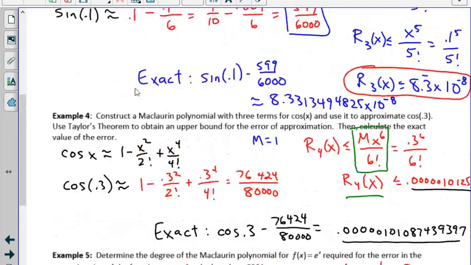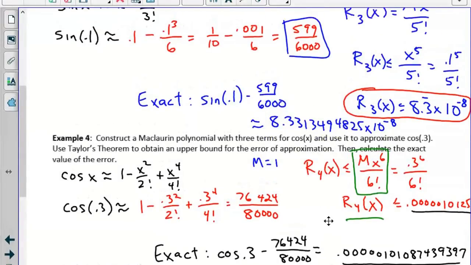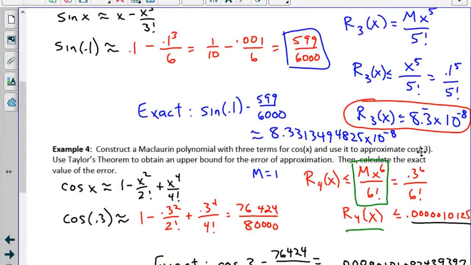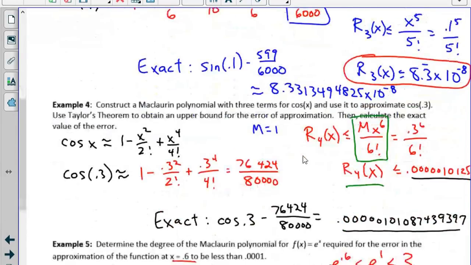Example 4 is a lot like example 3. So if you look at example 3, we have a sine and a cosine. Basically, the maximum possible derivative of sine and cosine, no matter what, is going to be 1. That's a pretty easy way to calculate it. We probably could figure out something that's a little bit smaller, maybe for sine, but it really wasn't that important. So m, the maximum derivative, is 1.